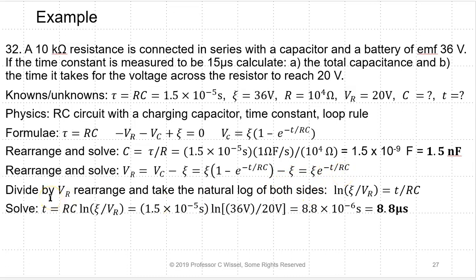We can divide by VR, rearrange, take the natural logs of both sides, and solve for T. So T equals RC times the natural log of the quantity EMF divided by VR. So this is 1.5 times 10 to the minus 5 seconds, because that's RC, the time constant, times the natural log of the quantity 36 volts divided by 20 volts. The volts cancel out, as they must. If they don't cancel out, this won't work. So it ends up being 8.8 microseconds.